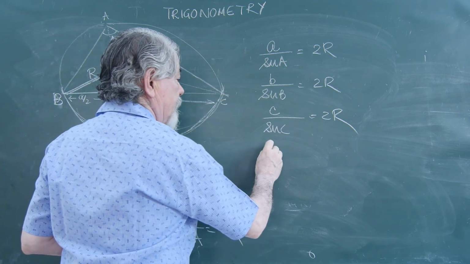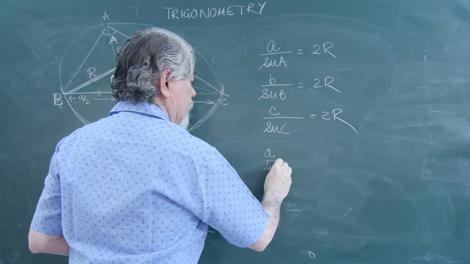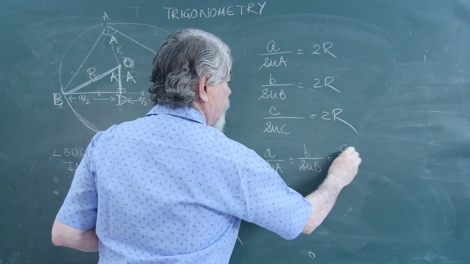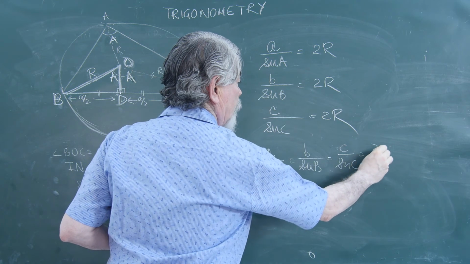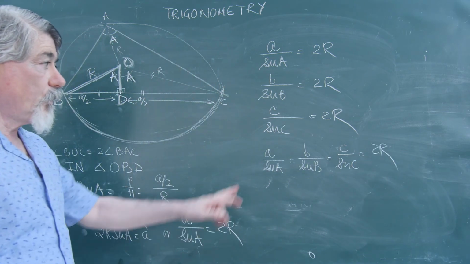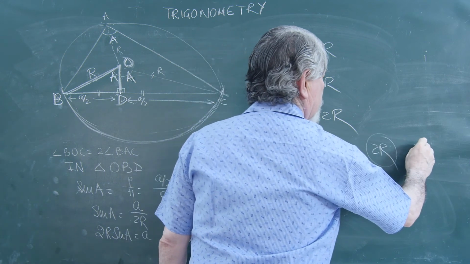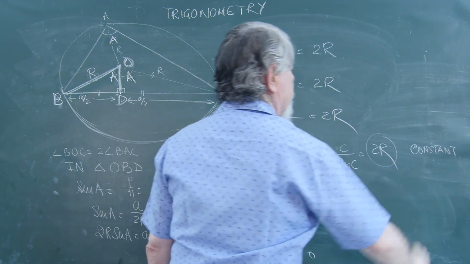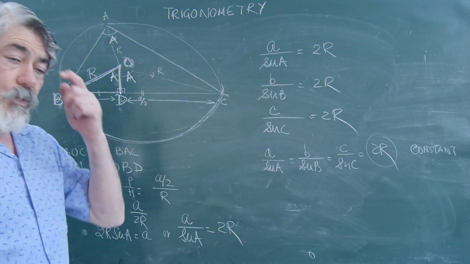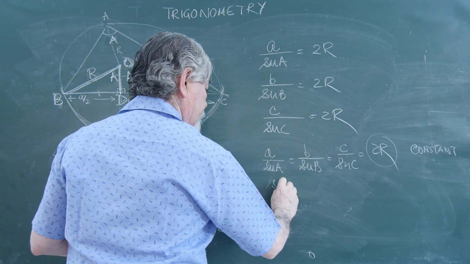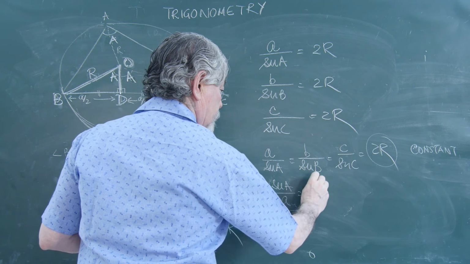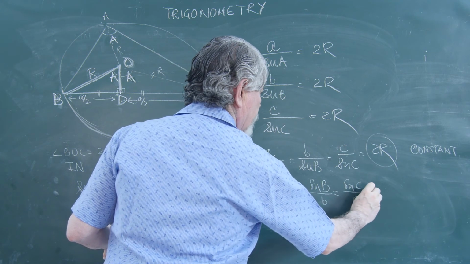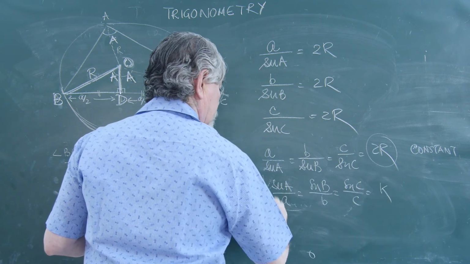If I combine them, A upon sine A is equal to B upon sine B is equal to C upon sine C is equal to 2R. It is always 2R, which means a constant. Now, if I reverse this whole thing, sine A upon A, sine B upon B, sine C upon C will also be 1 upon 2R. It will be another constant.